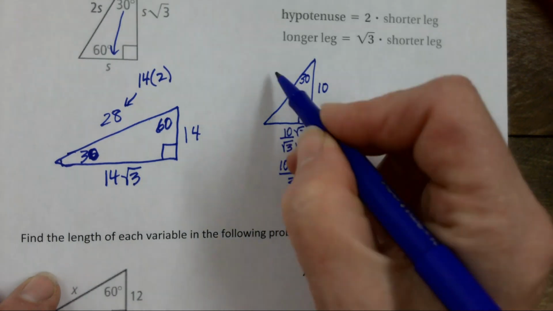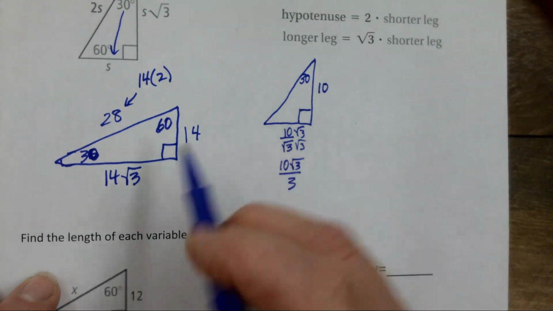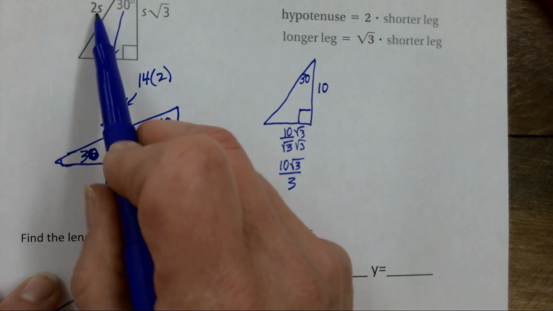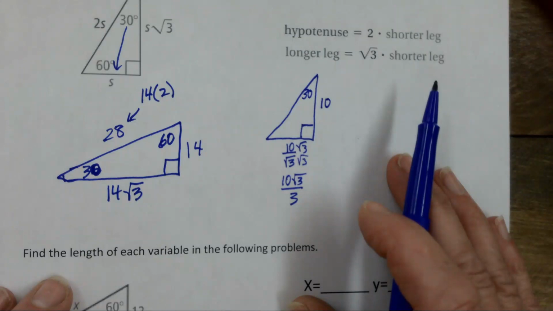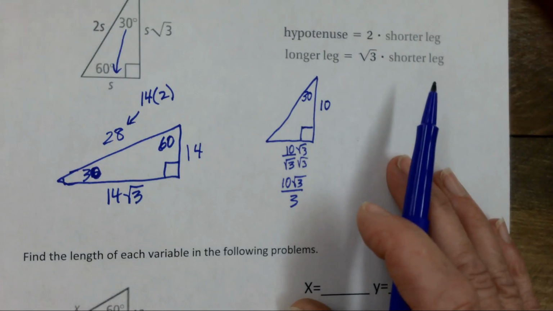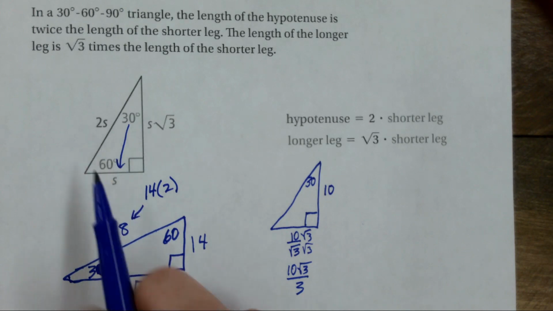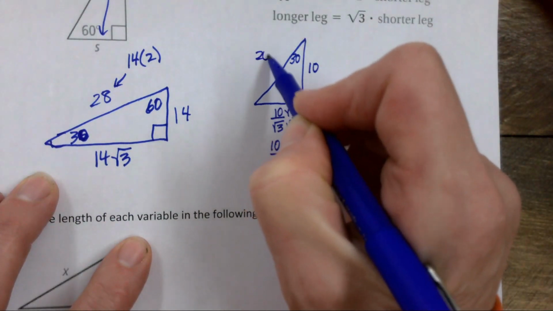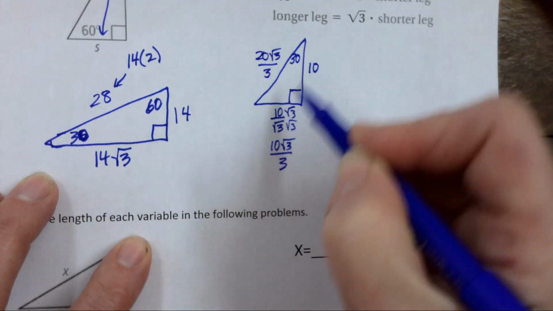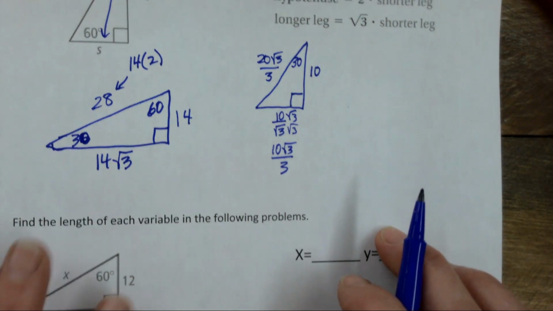How do I get the hypotenuse from there? What's the relationship between the short leg and the hypotenuse? Multiply by 2, yep. So I'd take this and multiply by 2. I get 20 times the square root of 3 over 3. That's an ugly number, isn't it? It's pretty ugly to look at, but that's okay. We don't judge, so we're okay with that.